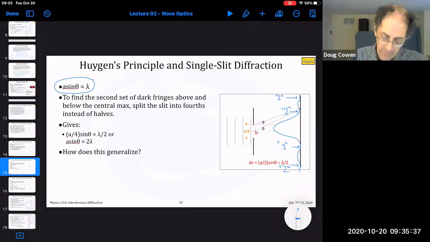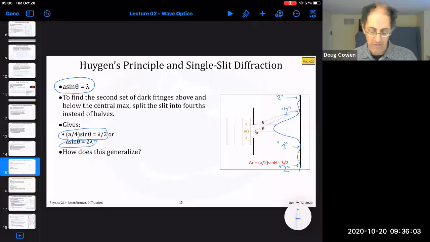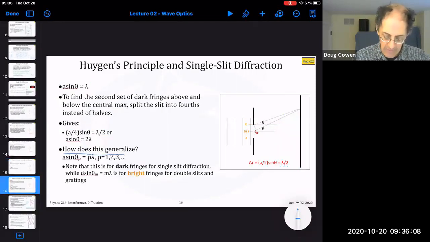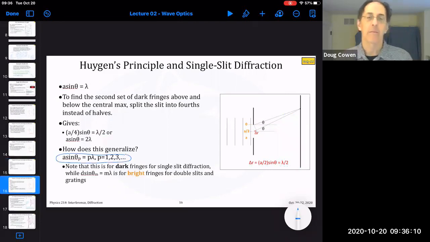The way we do that is, instead of splitting the slit into halves and looking for pairwise emitters, we split it into fourths. And if you do the same exact procedure that we talked about before, then you'll find that the condition is now A over 4 equals lambda over 2 for destructive interference. You can rewrite that as A sine theta equals 2 lambda. And the way this generalizes is A sine theta is equal to P lambda, where P is 1, 2, 3, etc., an integer.